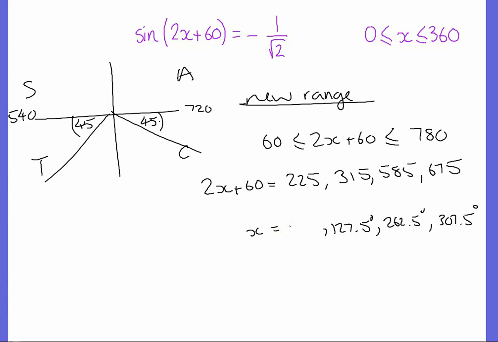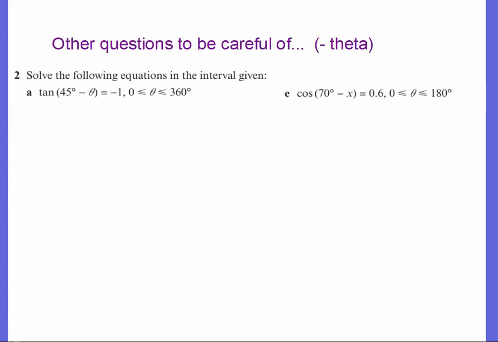Please don't type 225, take away 60, divided by 2 without hitting the equals button in between or using the fraction button, because you'll actually divide the 60 by 2 and you'll just be taking away 30. You'll get a very different answer to me. Alright, so it's a slightly different range change that's worth looking at. Now, these ones really be careful of.